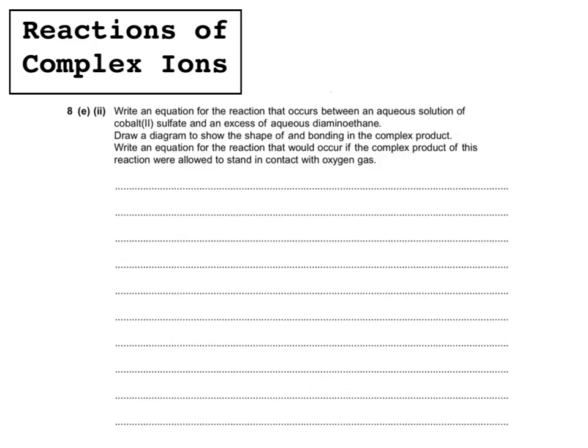And finally, write an equation for a reaction that occurs between an aqueous solution of cobalt sulfate and an excess of aqueous diaminoethane. Draw a diagram to show the shape of and bonding in the complex product. Write an equation for the reaction that would occur if the complex product of this reaction were allowed to stand in contact with oxygen gas. So, first we'll write an equation. So you've got cobalt 2 sulfate. The sulfate ions are not important, because it's an aqueous solution, so it's going to form the hexaaqua ion.